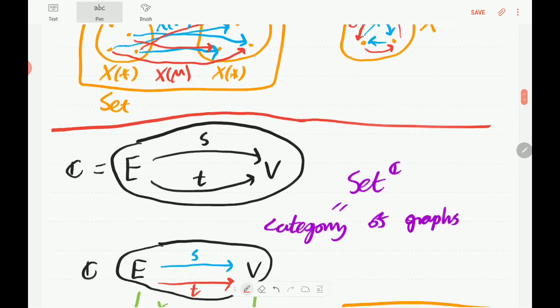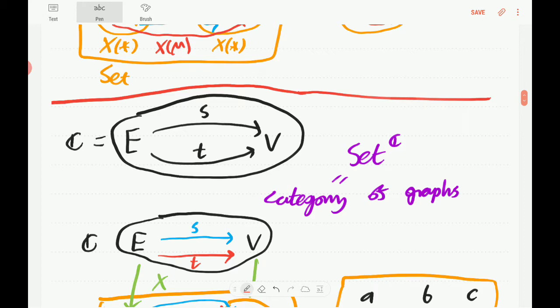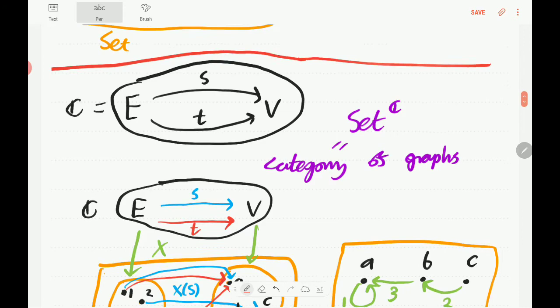So, here's another example of one of these categories of functors from C to Set. This is the case where we pick C to be this category here, where we just have two objects, E and V, and these two parallel arrows, S and T, from E to V. And we've already discussed this. This is the category of graphs.